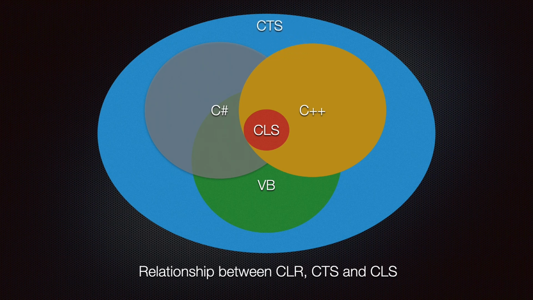Here we will be seeing the CTS and CLS. We have C#, C++, and VB code, and how it is combining together and giving a common platform to run all these applications or languages on a single .NET platform. So it will give language interoperability, which will help us to develop many powerful software.